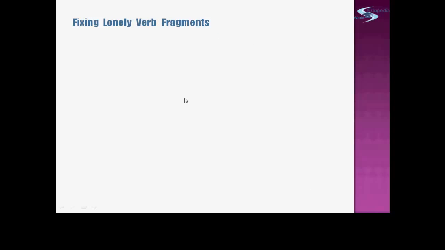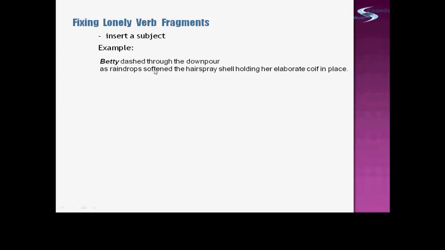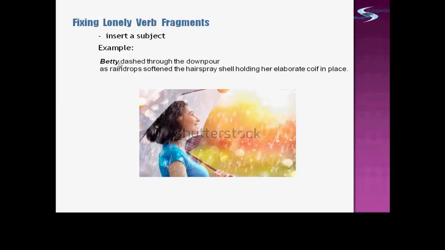Fixing lonely verb fragments. One missing element is the subject. So insert the subject. This would make a lonely verb fragment complete, or it becomes a sentence. Example: Betty dashed through the downpour as raindrops soften the hairspray shell holding her elaborate coif in place. This example was given before, but it doesn't have the word Betty. So, we insert the word Betty so that we can complete the thought.